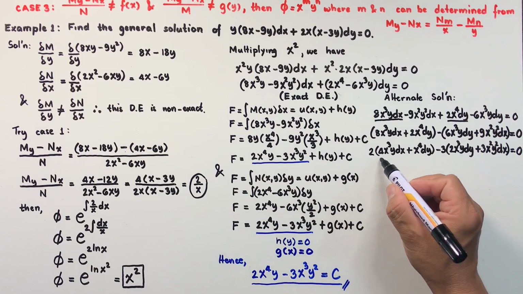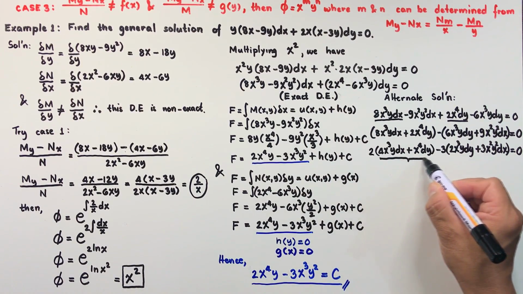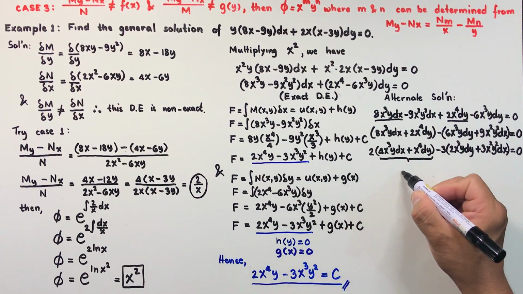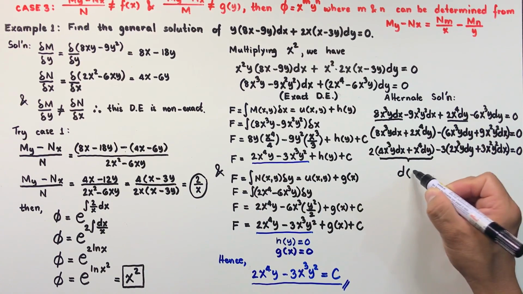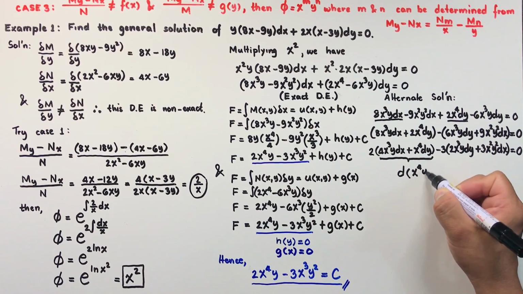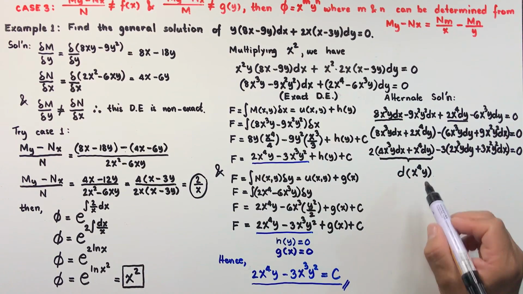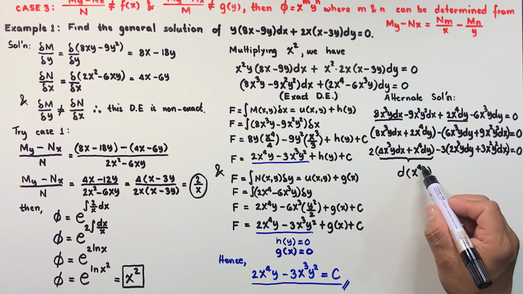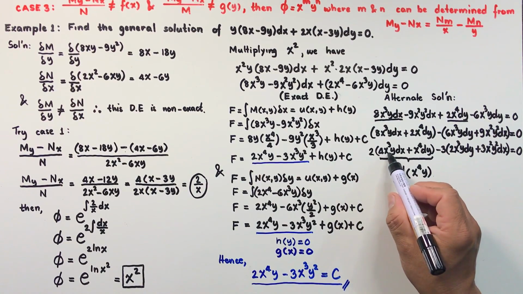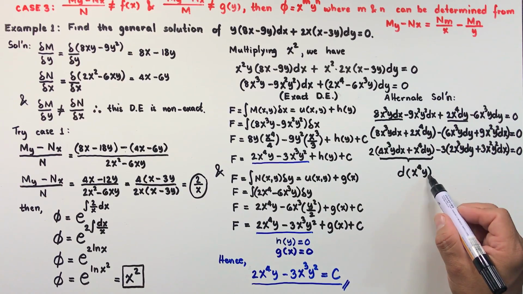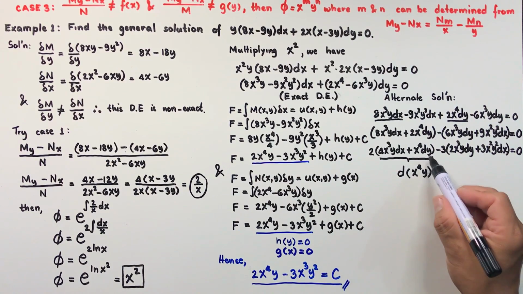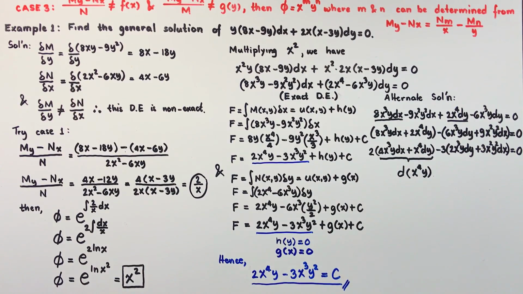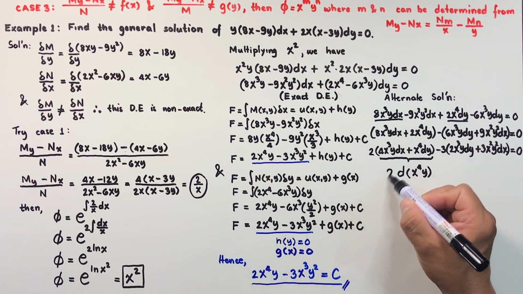And we notice that this one is already an integrable combination because this is the differential of x to the power of 4 times y. And you can check using the product rule that the derivative of x to the power of 4 is 4x cubed times y plus the derivative of y, which is this, times the x to the power of 4. And this will be multiplied by 2.